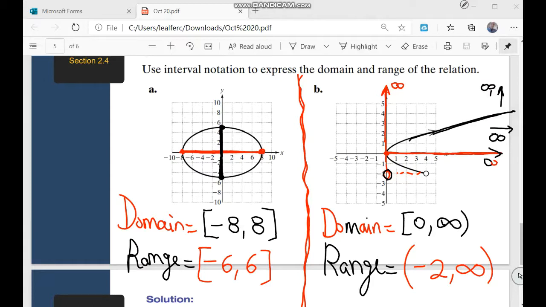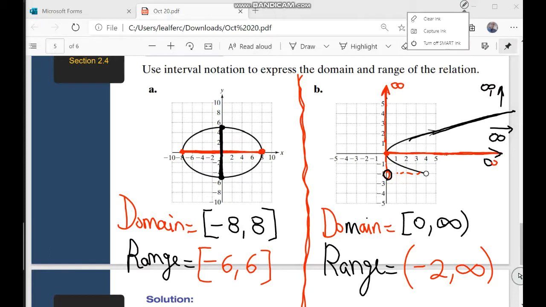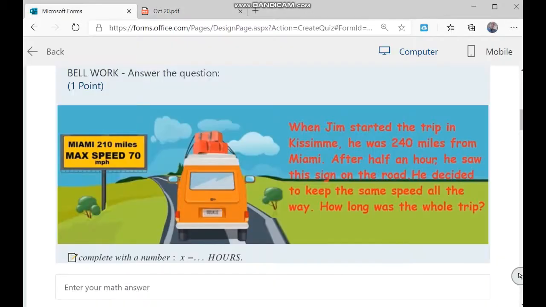Let's try now the bell work. Let's try the bell work, and then we're going to be ready to work on the quiz after the bell work, okay? So let me clean this up and go to the bell work. Now you type your answer. What do you think is the right answer for this bell work?